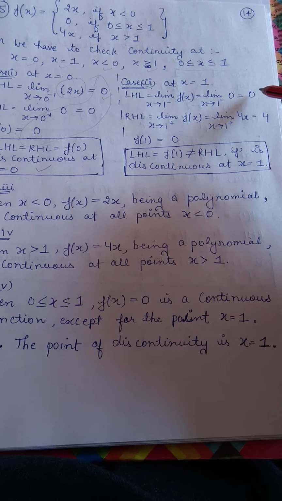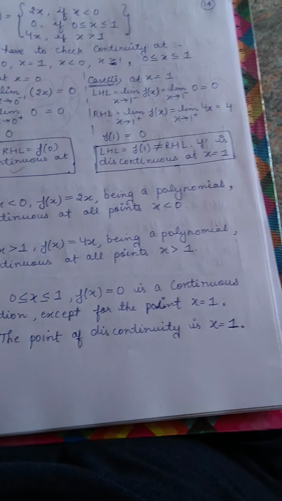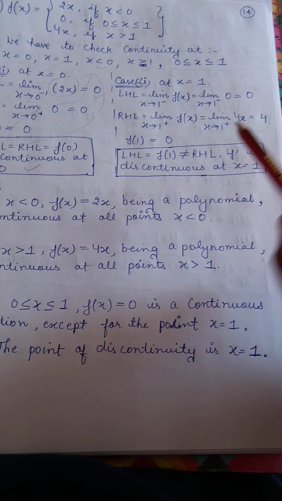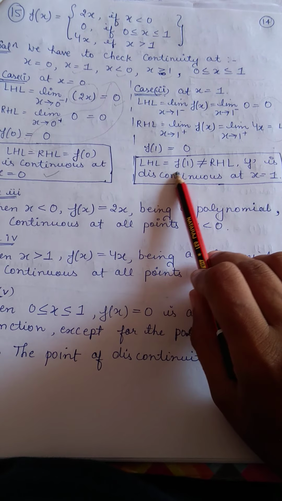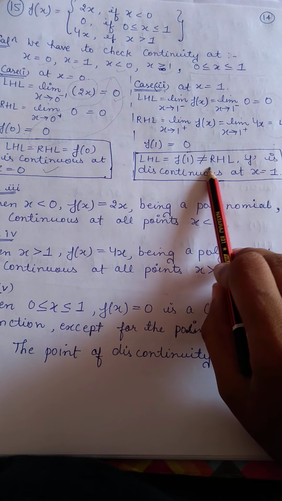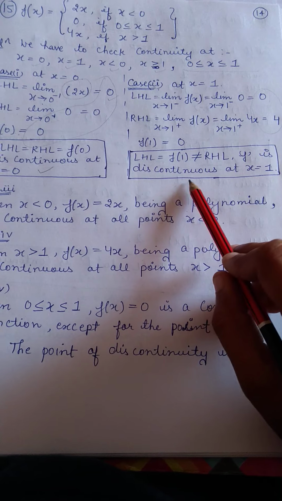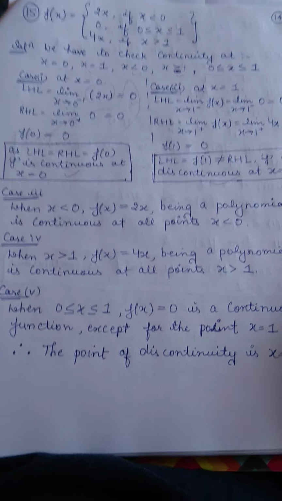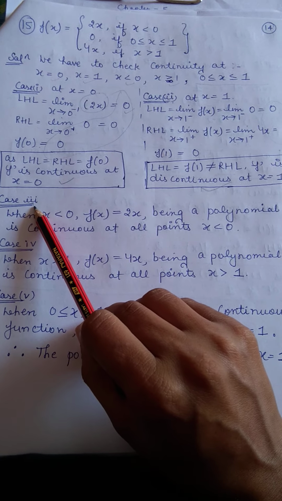In this case, these two are not same, and f(1) value is again 1. So LHL is equal to f(1) but not equal to RHL. So I have to write down that f is discontinuous at x is equal to 1. Clear? Then your case 3.